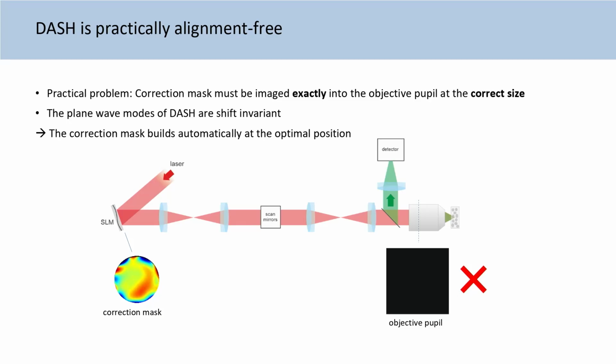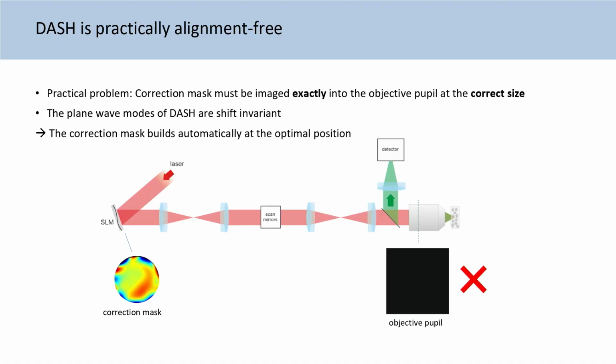But one of the nice properties of DASH actually is that it's alignment-free. It's not fully alignment-free. You need to make sure that the laser that bounces off your spatial light modulator goes into the objective lens. You need to make sure of that. But it's not as with the deformable mirrors where you have to really be precise with the alignment to 1/10 of a millimeter.